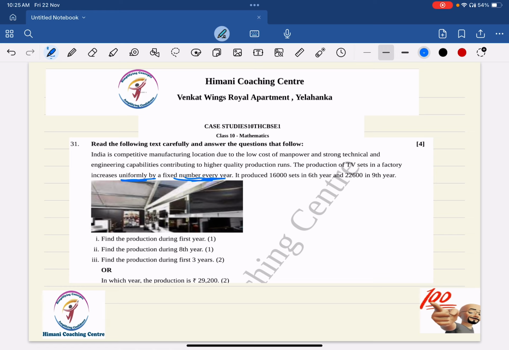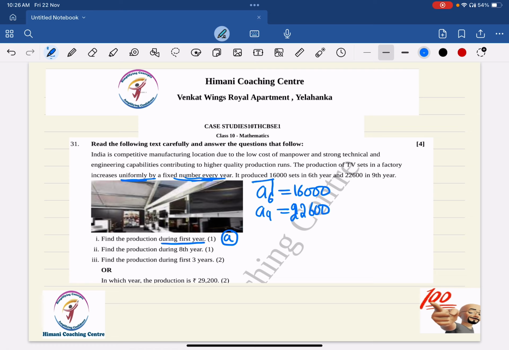Now they have given production in the sixth year. That means we know A6 is 16,000. They are also telling us A9, the production in the ninth year, is 22,600. Okay. So now they are saying find the production during the first year. Basically, we have to find A, the first term of this AP. So what is the formula for An? We know that An is A plus (n minus 1)d.